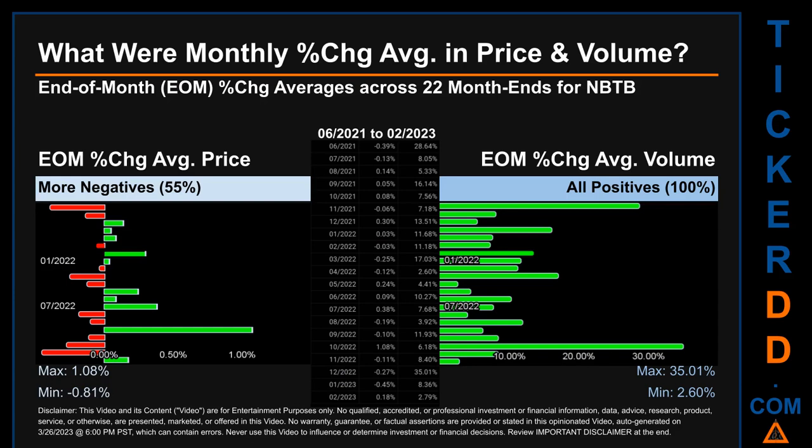Price saw an end-of-month max of 1.08% in average percentage change along with a minimum of minus 0.81%. For volume, the maximum and the minimum monthly percentage change were respectively 35.01% and 2.60%.